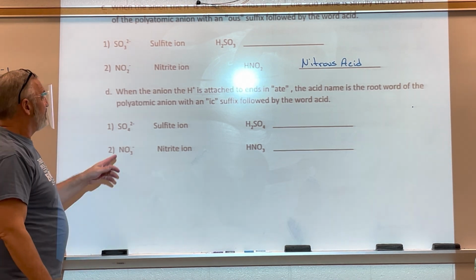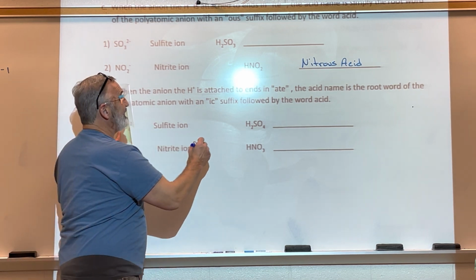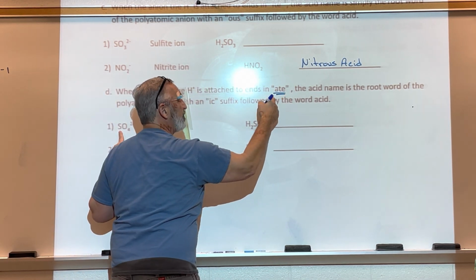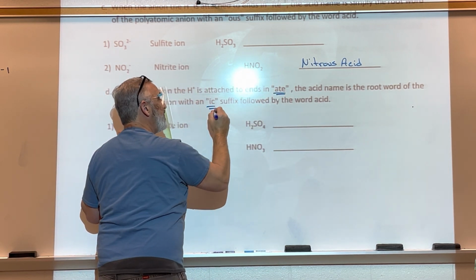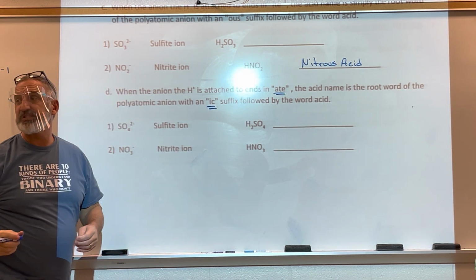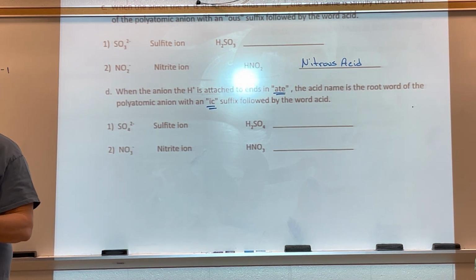Okay? Now, if it ends in ate, if the anion ends in ate, you just change it to ic. And the way I remember this, if you go to the cafeteria, generally if you ate something, you go ic. Okay? And so ate goes to ic, ite goes to ous.